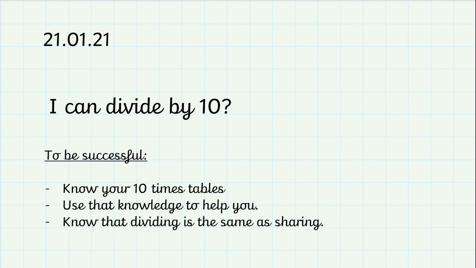Okay, so here is your I can statement for today. I can divide by 10. To be successful in this lesson, you need to know your 10 times tables, use that knowledge to help you, and know that dividing is the same as sharing.